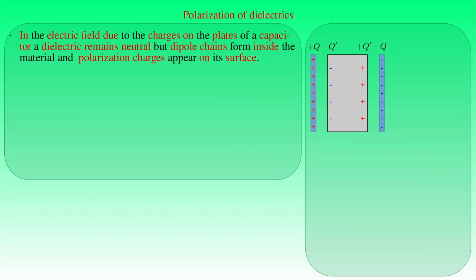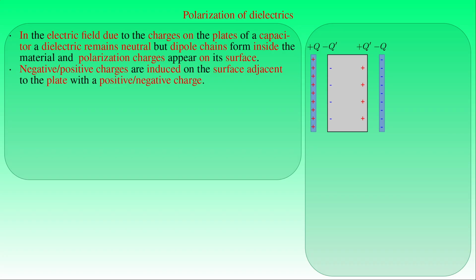Based on this explanation of the behavior of insulating materials, the same conclusion is reached for both the types of dielectrics applied in the experiment for a charged capacitor. The dielectric placed in the electric field E0 due to the charges +Q and -Q on the metal plates of the capacitor remains neutral as a whole, but dipole chains form inside the insulating material and polarization charges appear on its surface. The negative charges -Q' are induced on the surface of the dielectric adjacent to the plate with the charge of +Q, whereas the positive charges +Q' are induced on the surface of the dielectric adjacent to the plate with the charge of -Q.